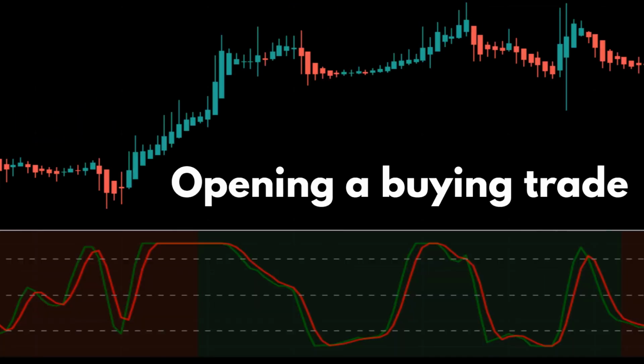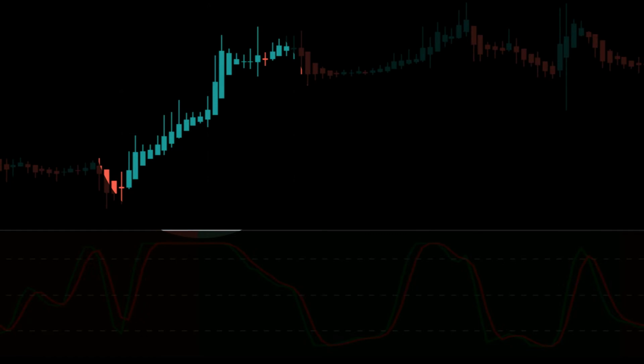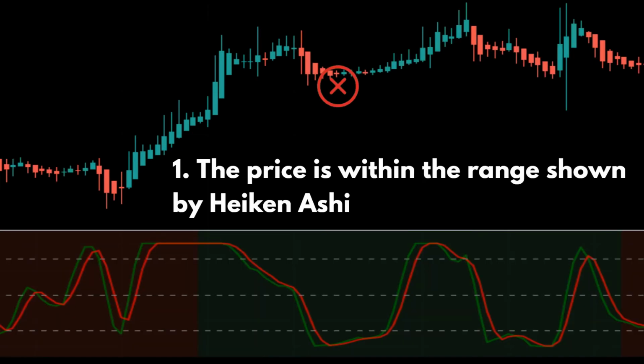Opening a buying trade. When buying stocks, there are a few requirements to consider. The market trend should still be going up. You also need to trade on larger timeframes than the 5-minute one by not jumping back in when the trend reverses. 1. The price is within the range shown by Heiken Ashi, implying an uptrend.